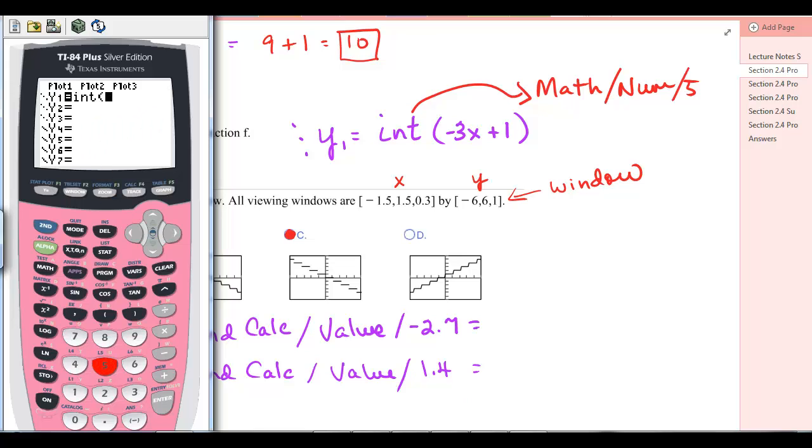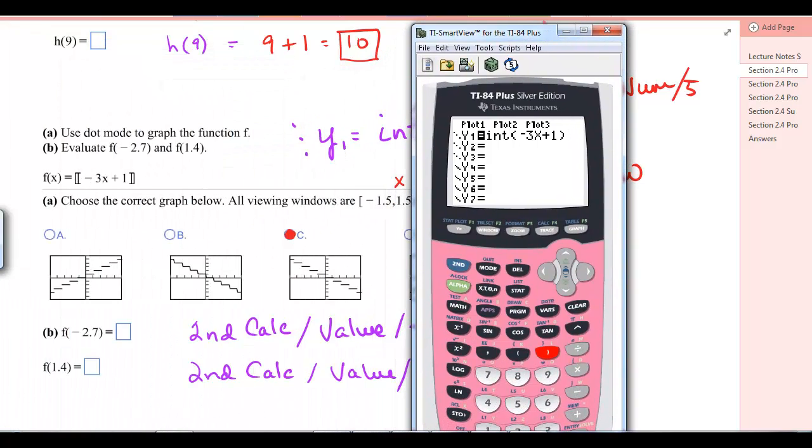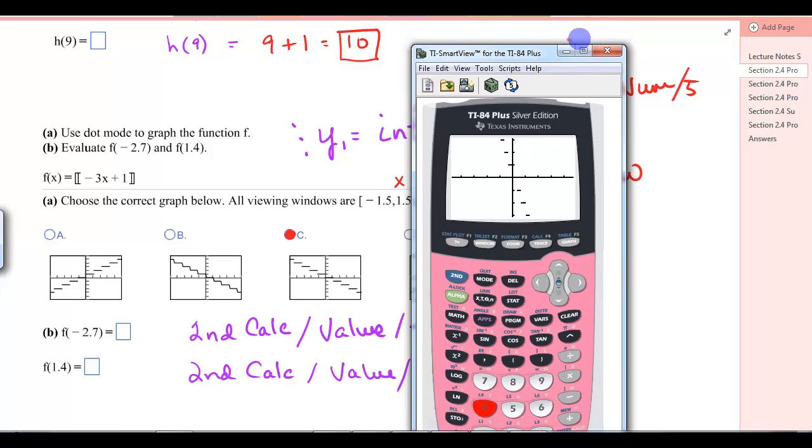So we've got the greatest integer value of -3x plus 1, close. All right, and we've got it in dot mode, so let's make sure that we've got everything we need. Yeah, and we're going to graph. Right, now we can't see that really closely, but let me make this a zoom 4. I think we can still see what we need. All right, so you can see steps. You can see little steps.